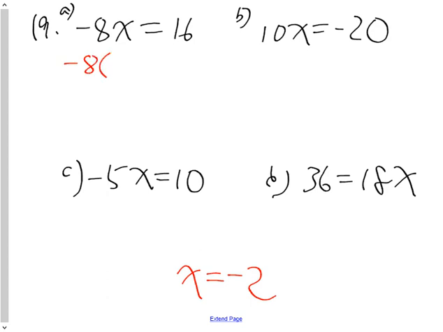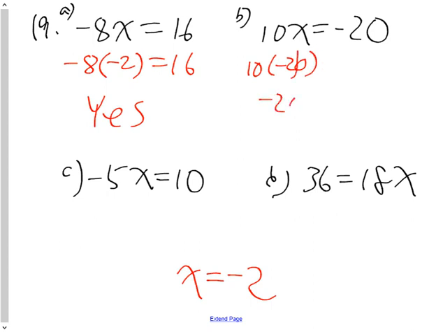So it says -8x, which means -8 times -2. What is the product of -8 and -2? It is +16. So yes, the solution to A, x equals -2, is correct. Over here, substitute my x for -2. Oh, -2, not -20. Does -20 equal -20? Yes. Therefore, x is -2.